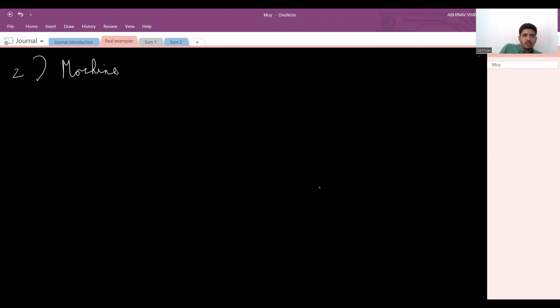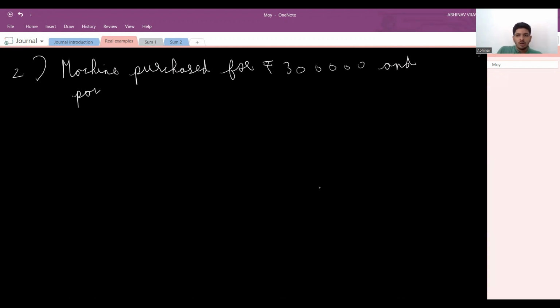Machine purchased for rupees 3 lakhs and paid in cash. This is the question. Like I told you, now it's time for the logic. Let's think of the logic first.